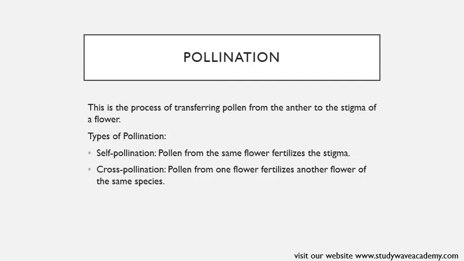Cross-pollination. Pollen from one flower fertilizes another flower of the same species. Cross-pollination is when pollen from one flower lands on a different flower's stigma, usually of the same type of plant. It's like flowers helping each other make seeds. Do we understand that?